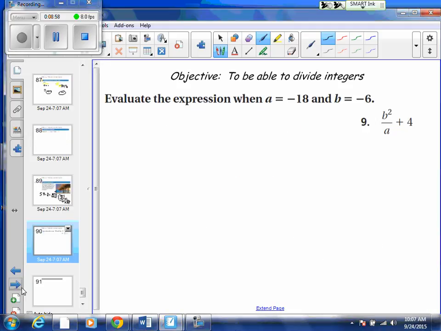All right, your job is to try to figure out the answer to this problem by knowing that A is the same as negative 18 and B is the same as negative 6. And then when you think you have the answer, I would like you to type that answer in on Edmodo and submit it.